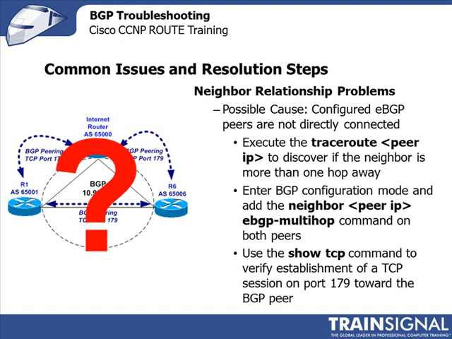Another thing you can do is the show TCP command. You do it from the command line, and it'll show you whether or not a TCP connection is up and in progress with that particular neighbor. You'll be able to see it on TCP port 179, and it'll let you know that a TCP connection is indeed active. So that's something else that you can do. If for some reason the eBGP multi-hop statement is not in there, you can easily add it.